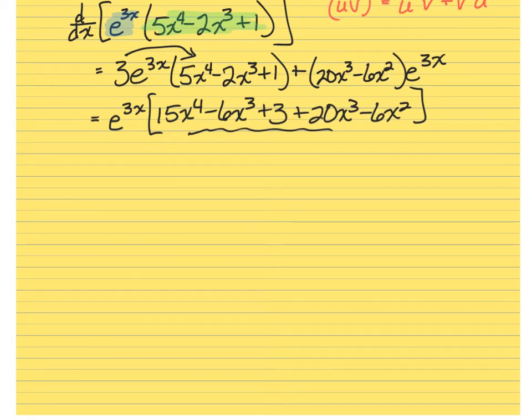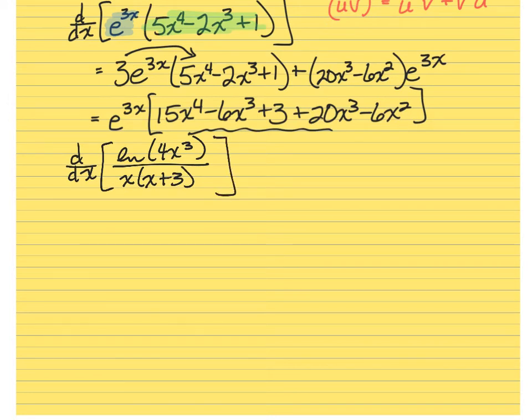Now, let's do one more to illustrate one more big rule. And it's going to look like this. The derivative of natural log of 4x cubed over x times x plus 3. So this is pretty complicated. This is going to require, at first, you see that it's got a fraction. And so it's going to require the quotient rule, right? So let's remind ourselves of the quotient rule.